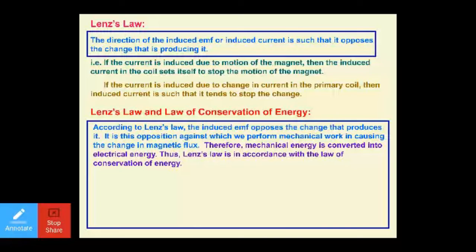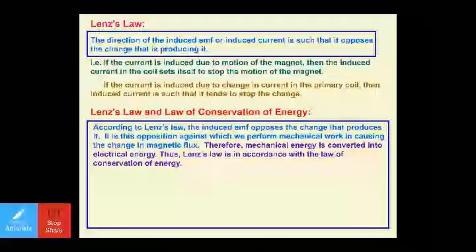Now let's talk about the next thing: Lenz's law and the law of conservation of energy. According to Lenz's law, the induced EMF opposes the change that produces it. It is the opposition against which we perform mechanical work in causing the change in the magnetic flux. Now, what is happening here? Induced EMF opposes the change that produces it. We have already studied it. It is that opposition against which we perform the mechanical work.